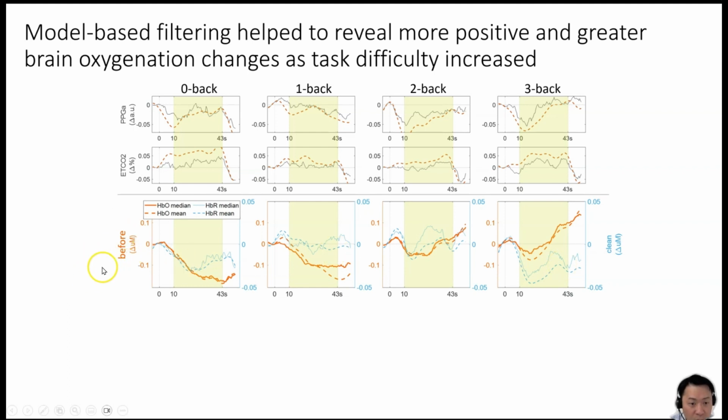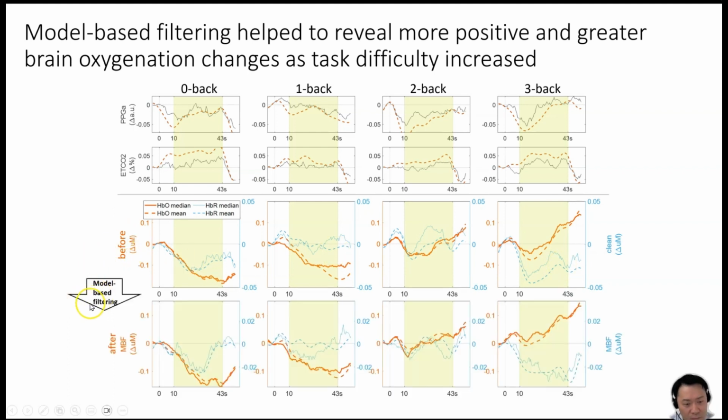Now again, this is before, but after the modeling, or model-based filtering, you can see that the oxygenated hemoglobin pattern, especially on these difficult tasks, 2 and 3 back, is much more pronounced in terms of the increase in the slope. And you notice that there is this highlighted region because we strategically skipped the first 10 seconds after the task onset, because that's where the transition happens, and it's a less stable region to fit the slope.